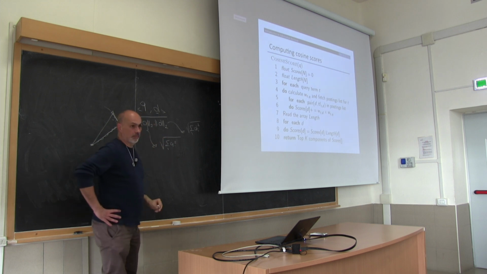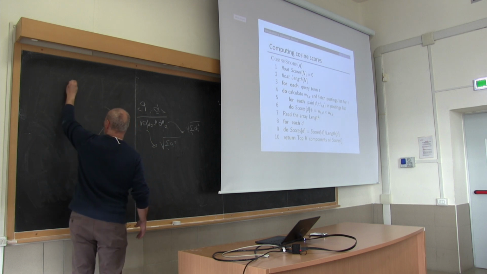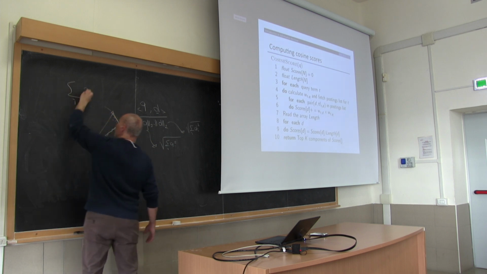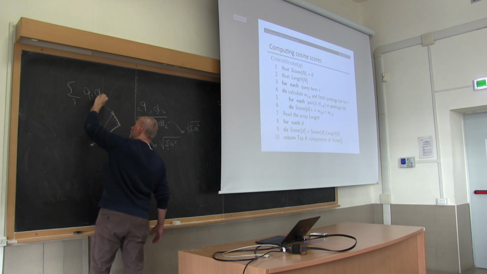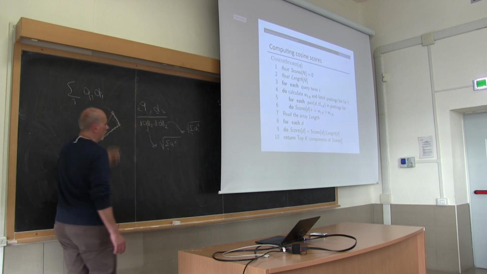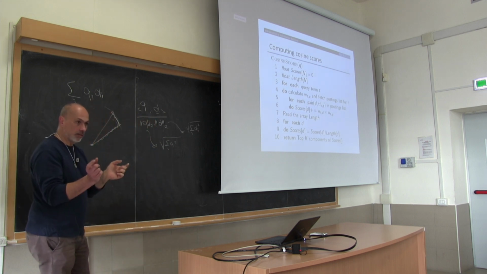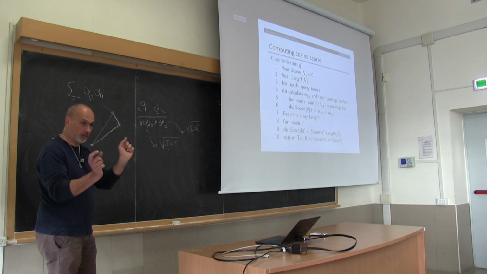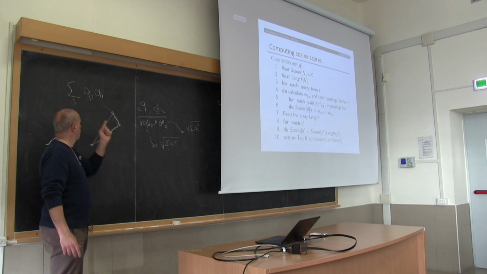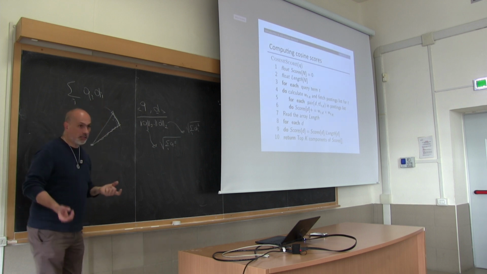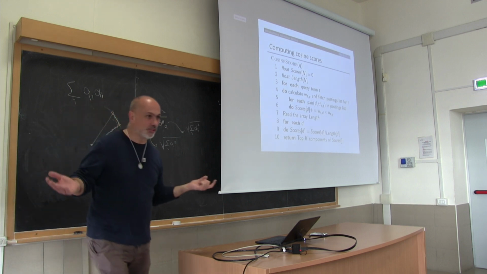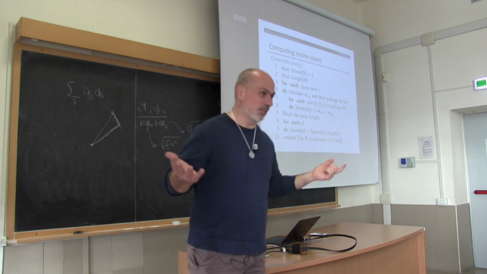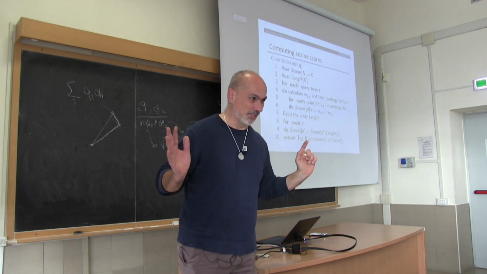Then the inner product. What is it? Well, that's very simple. It's just the sum of Qi di, where Qi and di are the weights of the ith term with respect to the query and to the document. Notice that the weights with respect to the query and to the documents will generally be different, okay? You see that? Good.